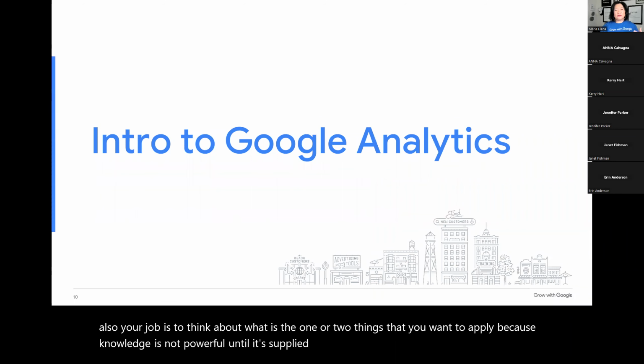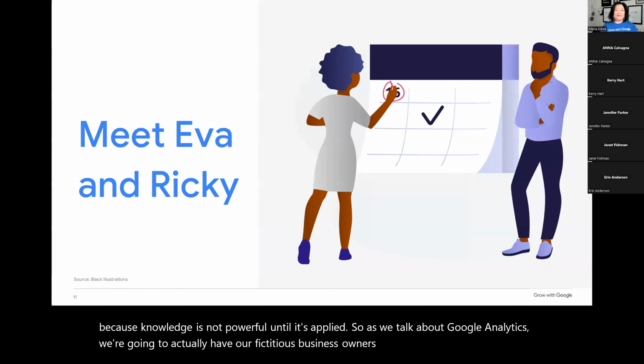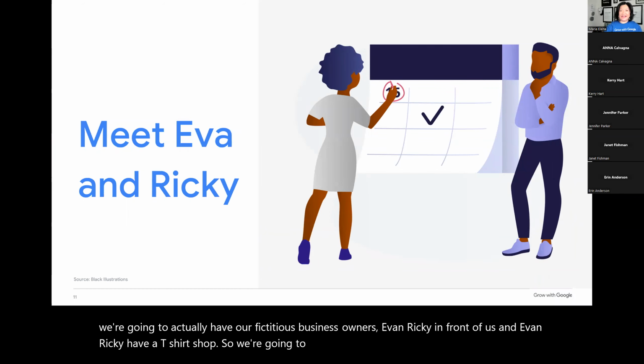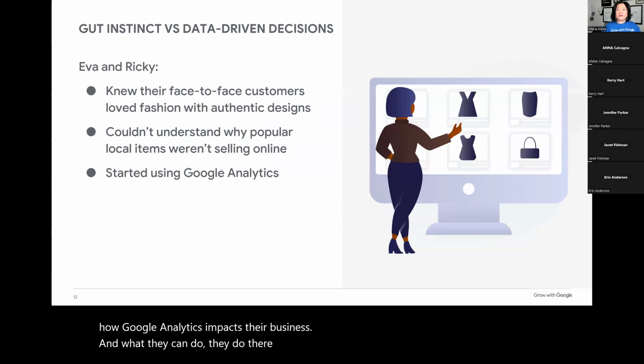So as we talk about Google Analytics, we're going to have our fictitious business owners, Eva and Ricky, in front of us, and Eva and Ricky have a t-shirt shop. So we're going to really study their business and talk about how Google Analytics impacts their business and what they can do there. So Eva and Ricky do have a t-shirt shop, and they have to make some decisions.